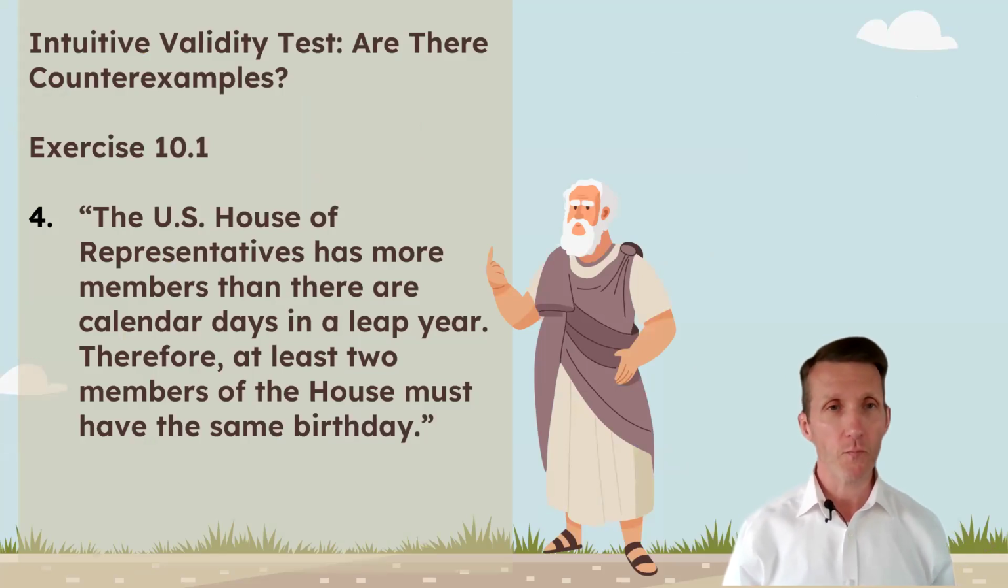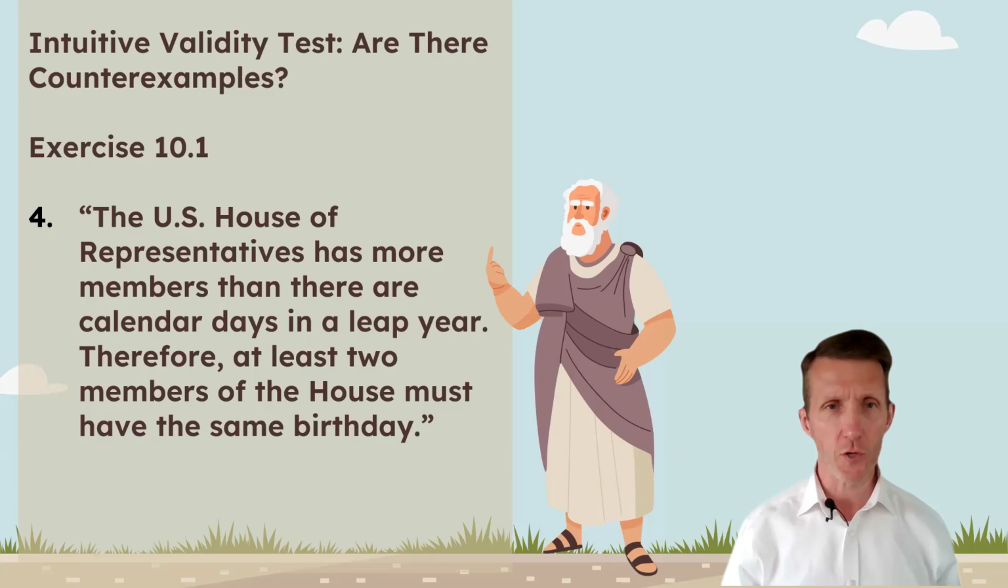Here's another one. This one's interesting. I want you to think about it. This is number four. The U.S. House of Representatives has more members than there are calendar days in a leap year, meaning there's 366 days in a leap year rather than 365. Therefore, at least two members of the House must have the same birthday.